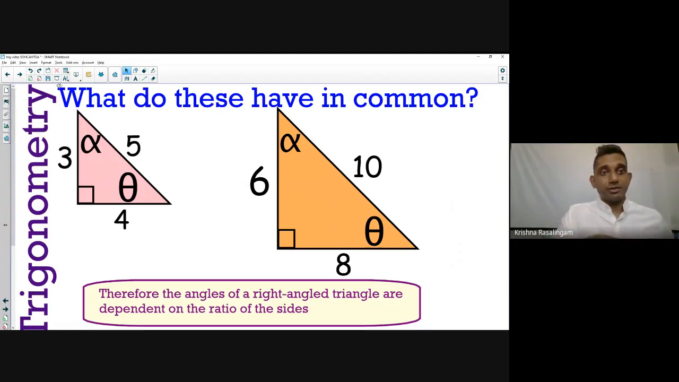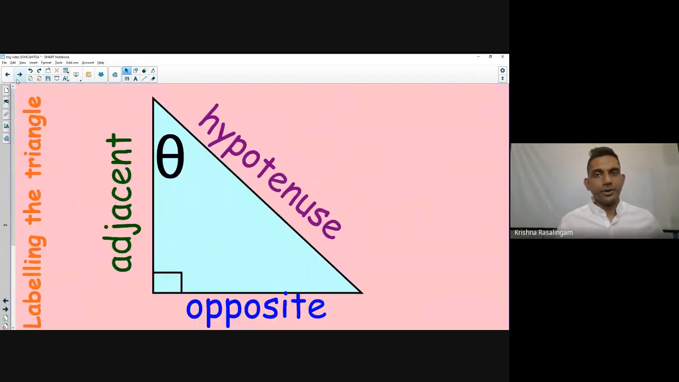So what I mean by that is the 3 divided by 4 in the pink triangle is the same as the 6 divided by 8 in the orange one. Yeah, if we take any pair of sides and divide the numbers, we'll get the same answer. So now, before we do any more, we need to label the triangles and discuss the labeling.